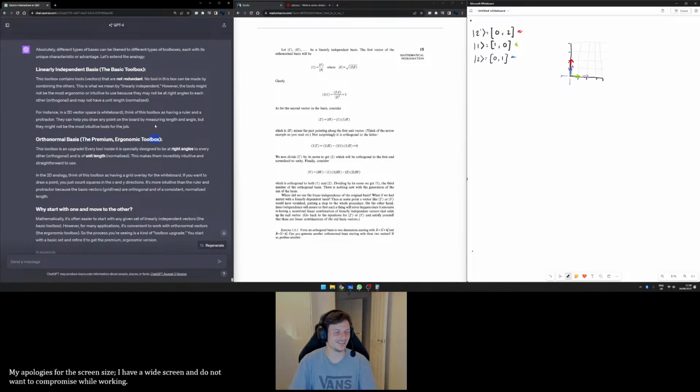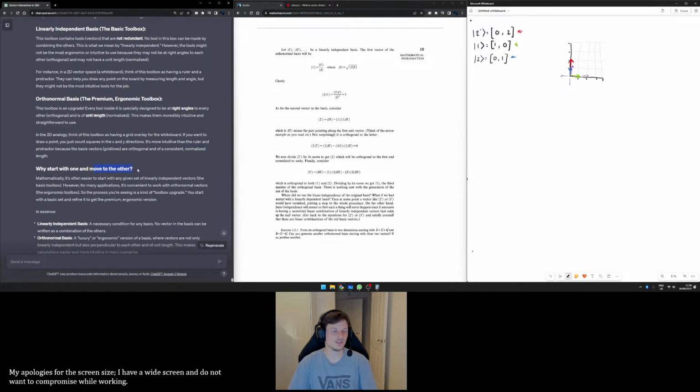GPT-4, bloody hell. This toolbox is an upgrade. Every tool inside it is specially designed to be at right angles to every other, orthogonal, and is of unit length, normalized. This makes them incredibly intuitive and straightforward to use. In the 2D analogy, think of the toolbox as having a grid overlay for the whiteboard. If you want to draw a point, you just count squares in the x and y directions. It's more intuitive than the ruler and protractor because the basis vectors are orthogonal and of a consistent normalized length.